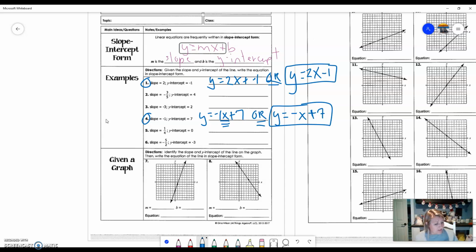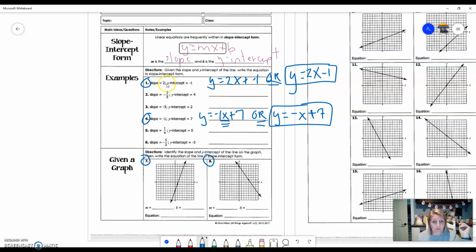And then we also are going to walk through, because the rest of the problems that you're going to do, now you're going to have to take a look at a graph. And you're going to take a look at a graph and write the equation from the graph. Same thing though.